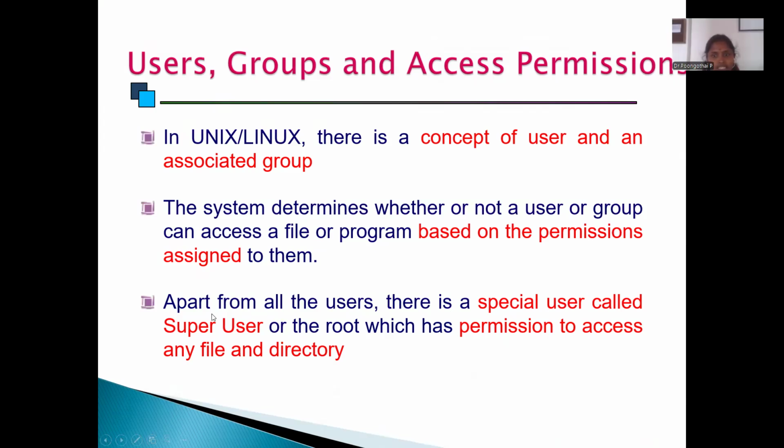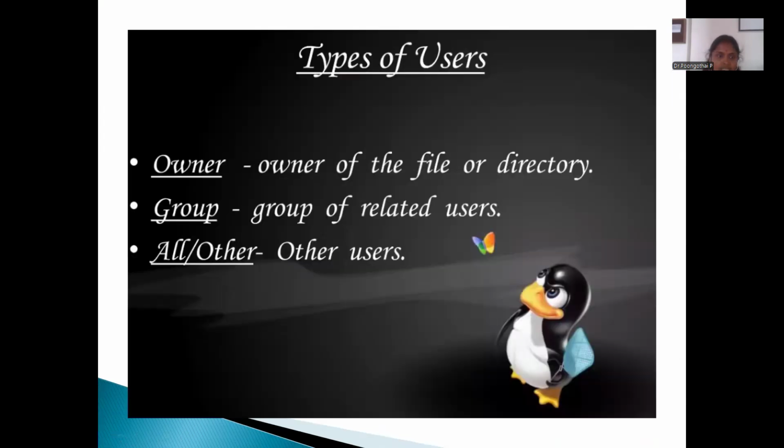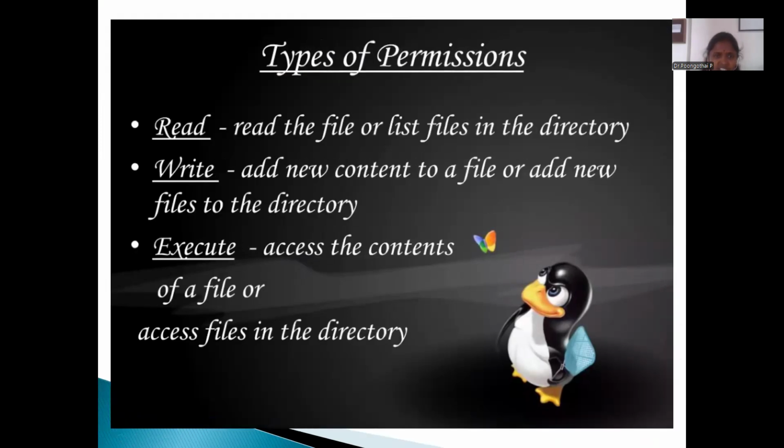In Unix or Linux, there is a concept of a user and an associated group. The system determines whether or not a user or group can access a file or program based on the permissions assigned to them. Apart from all the users, there is a special user called the super user or the root, which has permission to access any file and directory. There are types of users: one is the owner, group, and all other groups. Owner is nothing but the owner of the file or directory, and group is nothing but a group of related users.